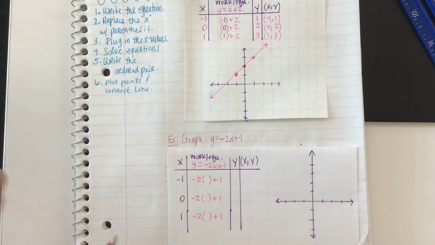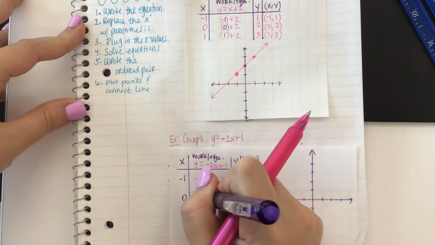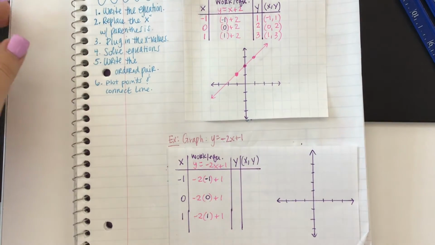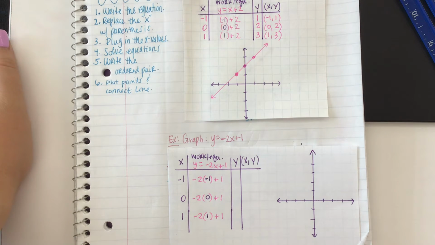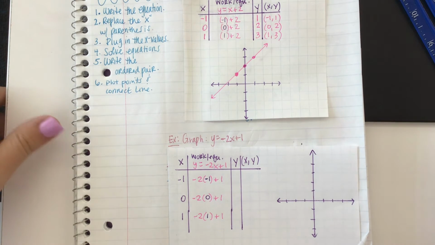Then I'm going to go ahead and plug in my x values. Again, negative 1, 0, and 1. Now, they're not always going to be negative 1, 0, and 1. When you're doing problems, your x values might be something else. That's fine. You just plug in your x values into your equations. And then we go ahead and solve this.